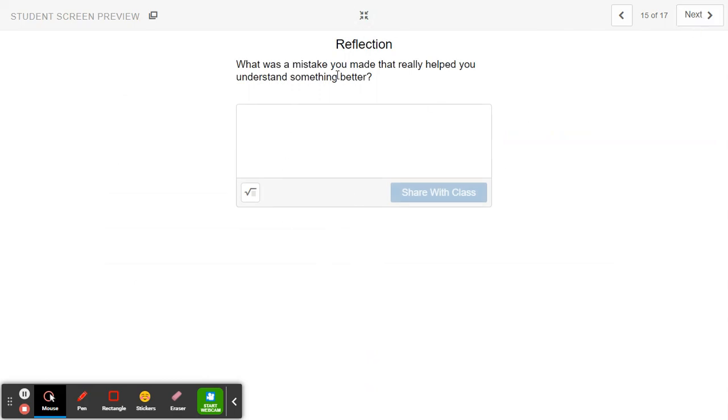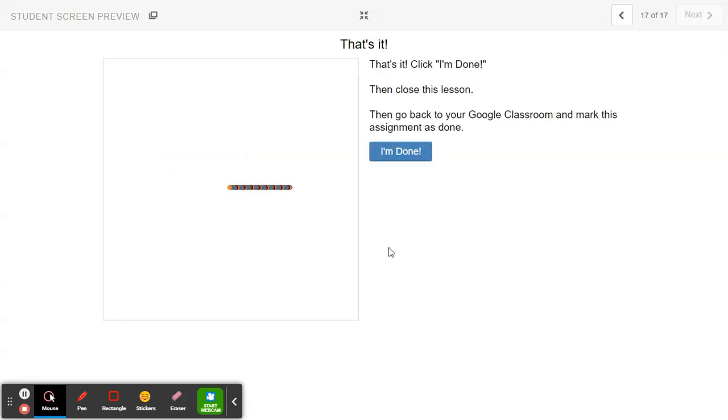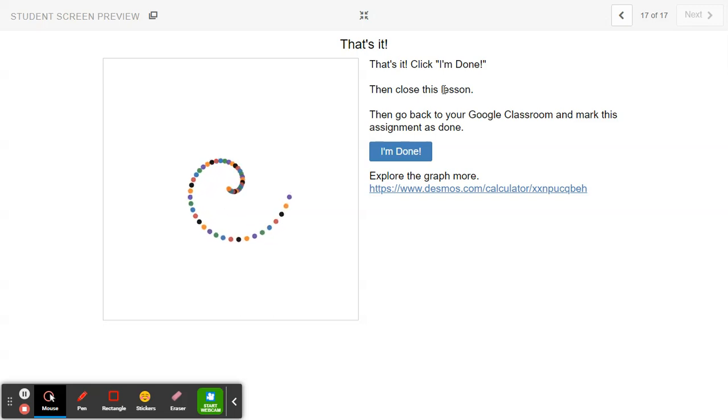All right, so reflection. This part of the lesson, I just want you to reflect, right? So, what was a mistake you made that actually helped you understand something better? Sometimes making mistakes, in fact, most of the time, making mistakes is really what helps you understand something. So, you're going to tell me something. For 16, you're going to drag the point to show how you feel about the math today. Give yourself some stars and explain. And then that's it. You're going to click that you're done, and you're going to mark this assignment as done.